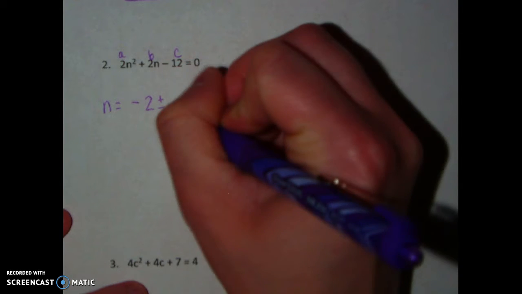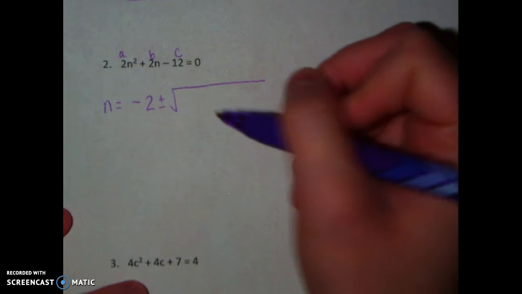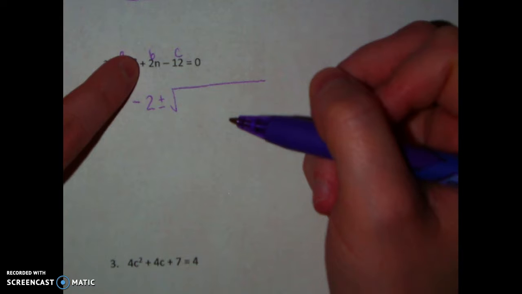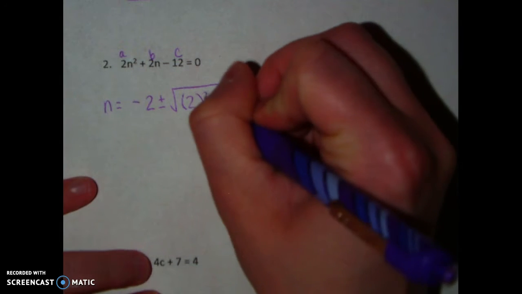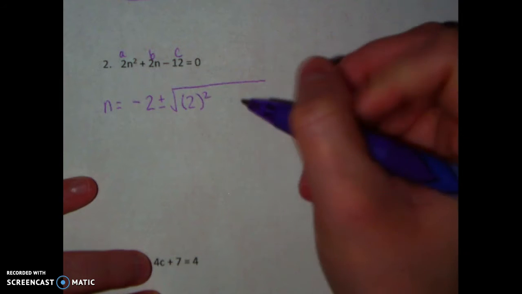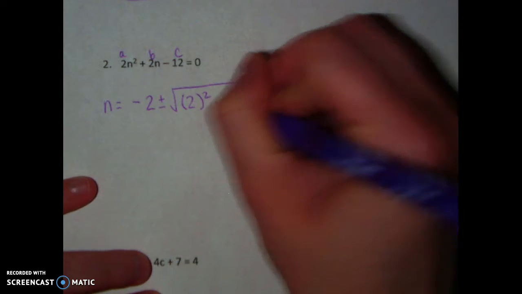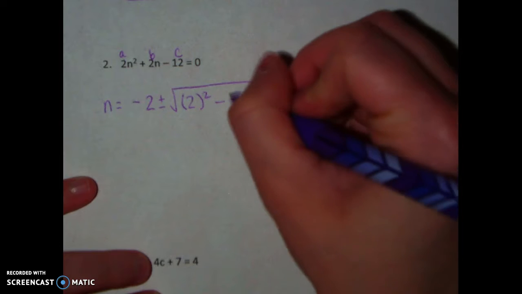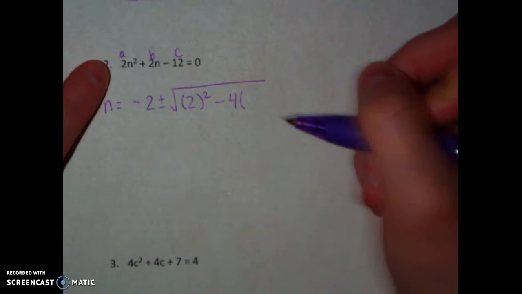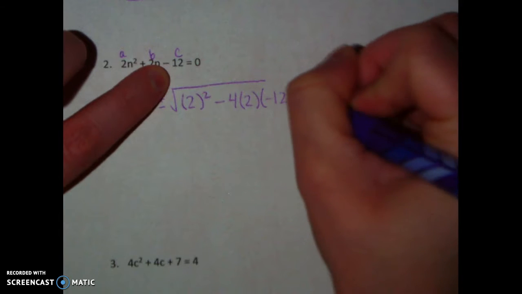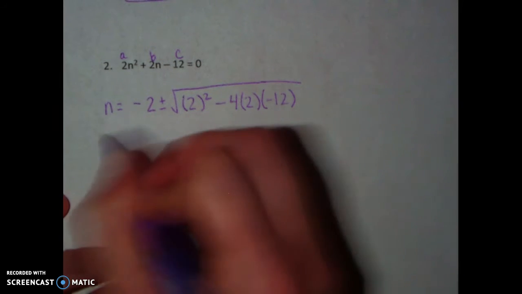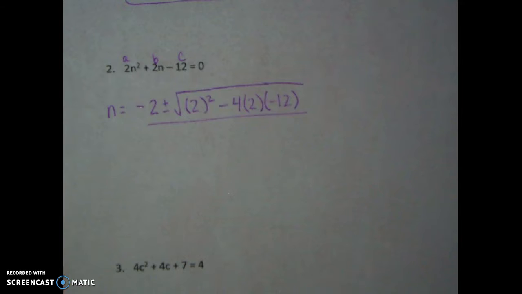plus or minus the square root of 2 squared. Now, this 2 is positive, so you don't really have to put it inside parentheses, but I think it's good practice to put it inside parentheses so you don't forget to do it when you actually have to. Minus 4 times a, which is 2, and c is negative 12. And that is all divided by 2 times a, which is 2 times 2.